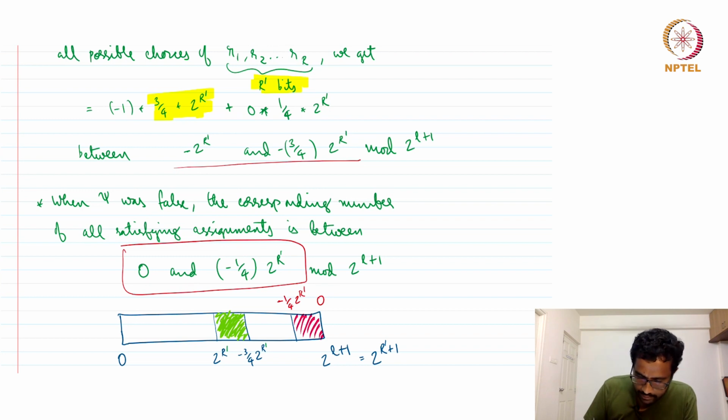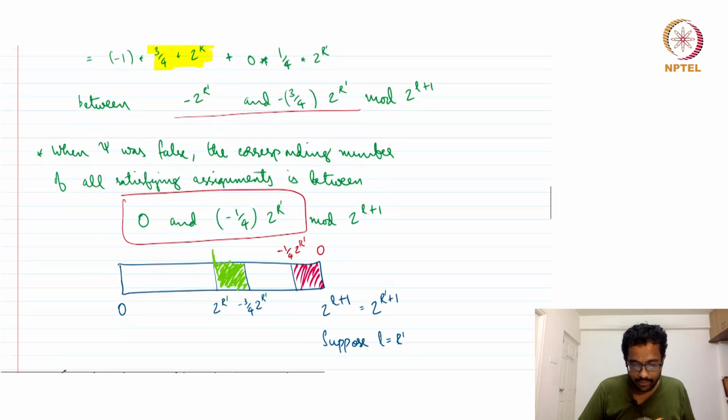So this entire range is 2 power r prime plus 1. This is the midway point, and this green portion is roughly 1/4 of the half portion, or 1/8 of the entire portion, and similarly the red portion is also roughly 1/8 of the entire portion. The point is that the yes instances contribute the green zone and no instances contribute the red zone, and the red zone and green zone are disjoint, separated.